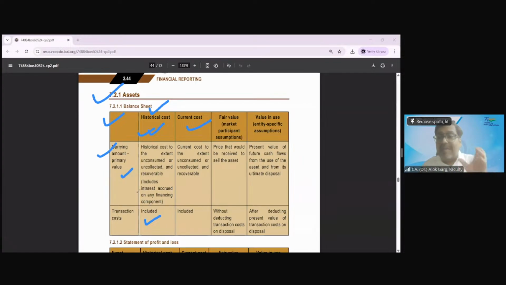And in your balance sheet, what is the carrying amount if you're using the current cost approach? Current cost to the extent unconsumed or uncollected and recoverable, right? That is, what is the current cost of replacement if I buy any car from the market as of today, which has a remaining life of 9 years? What is my current replacement cost, right? And of course, if you are paying any transaction cost, it has to be included. ये समझ में आ गया?